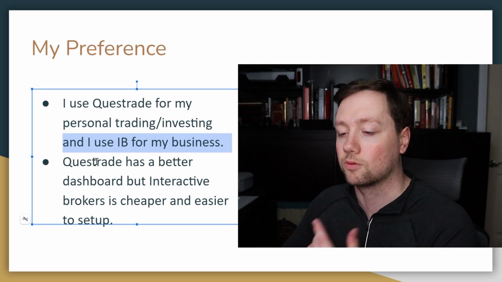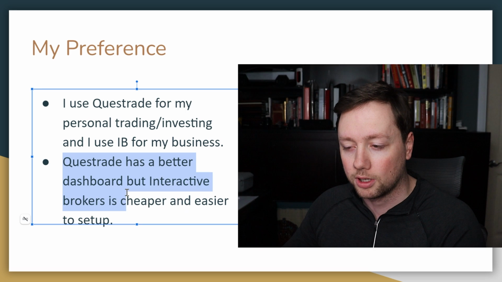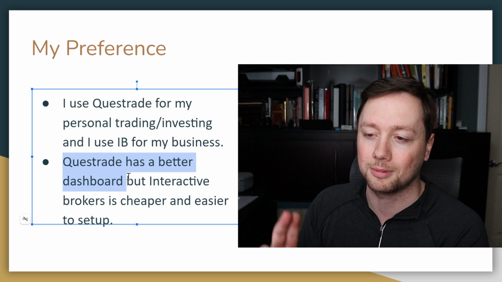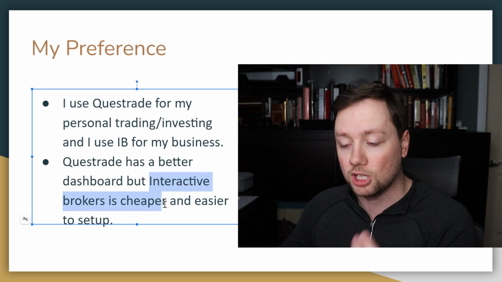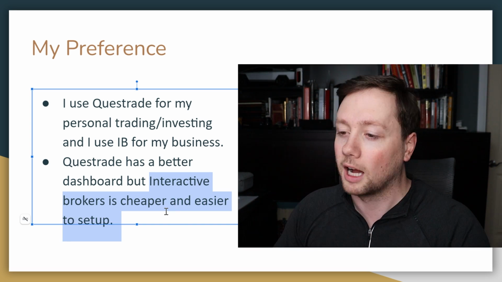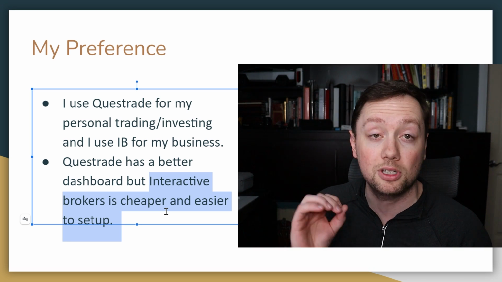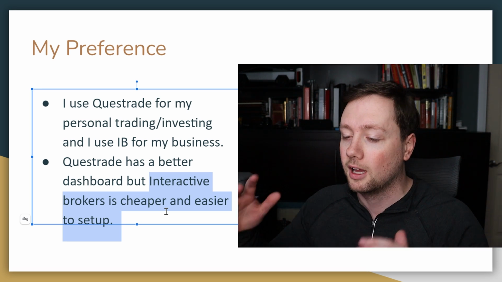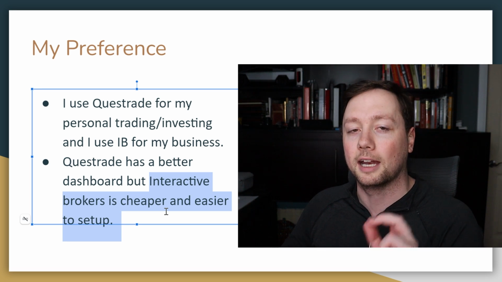The reason I do that is because I personally think Questrade has a better dashboard, meaning I like the user interface better, so it's better for my short-term trading, my day trading, and my swing trading. But Interactive Brokers is cheaper to use with regards to commissions, and they're also much easier to set up. I don't know why, but I have had such an easier experience setting up accounts, especially business accounts, with Interactive Brokers than with Questrade. It's a smoother process, there are fewer barriers to entry, and it takes less time.